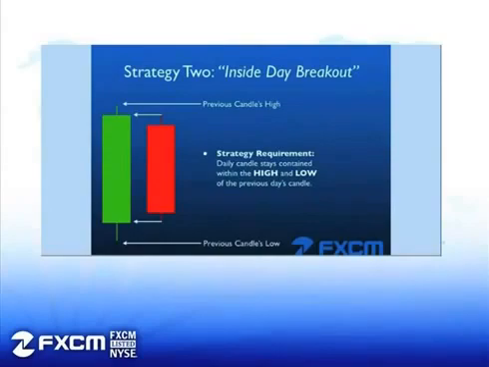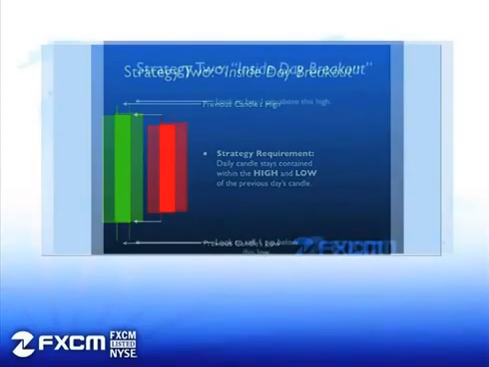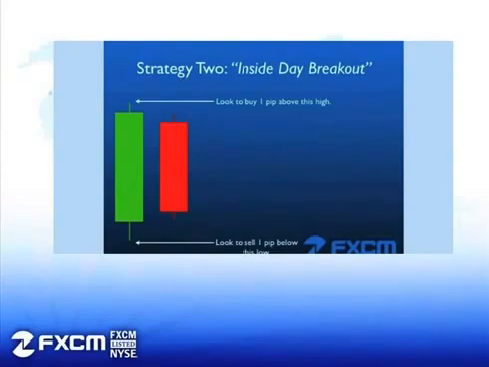And like it says, strategy requirements: the daily candle stays contained inside the high and the low of the previous day's candle. That's what it looks like on this hypothetical chart. We'll show you on some real charts in a minute. So what we're looking for here is when you spot one of these inside day candles, the idea here, this is a breakout strategy, is that we would look to buy 1 pip above the previous day's high or sell 1 pip below the previous day's low. So you'd be setting an entry order at the high and at the low.